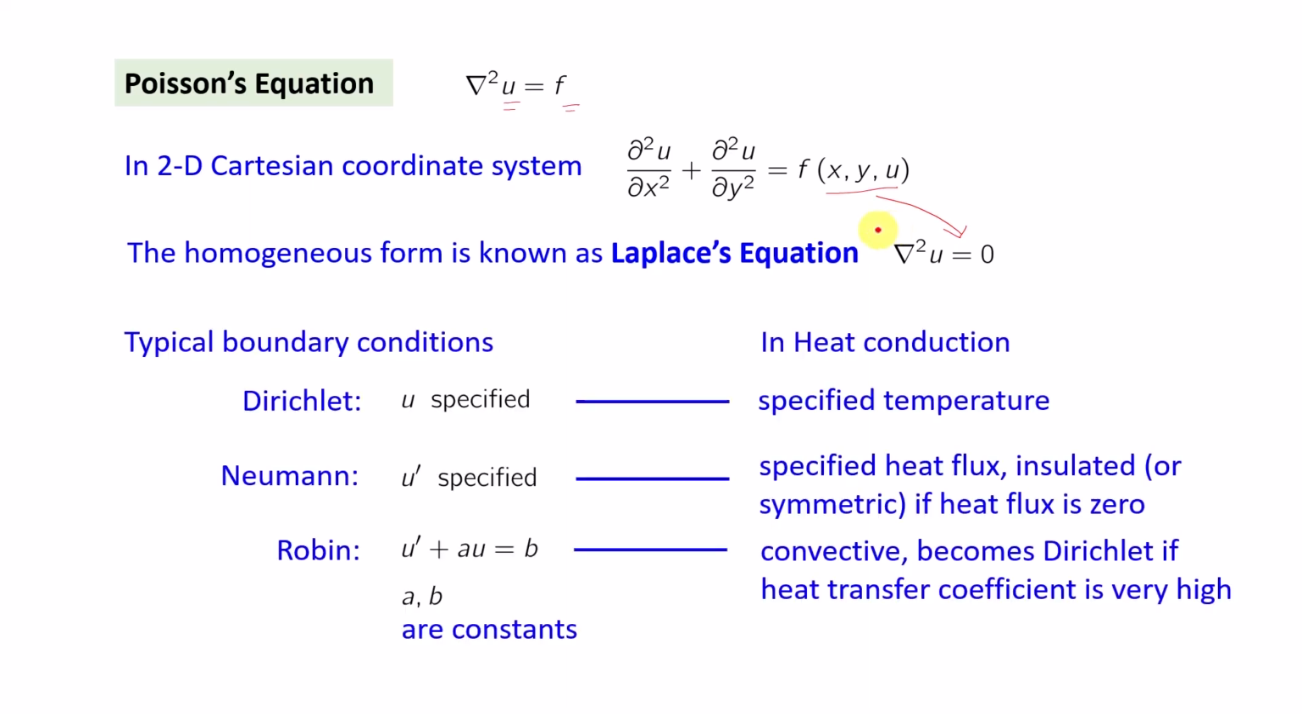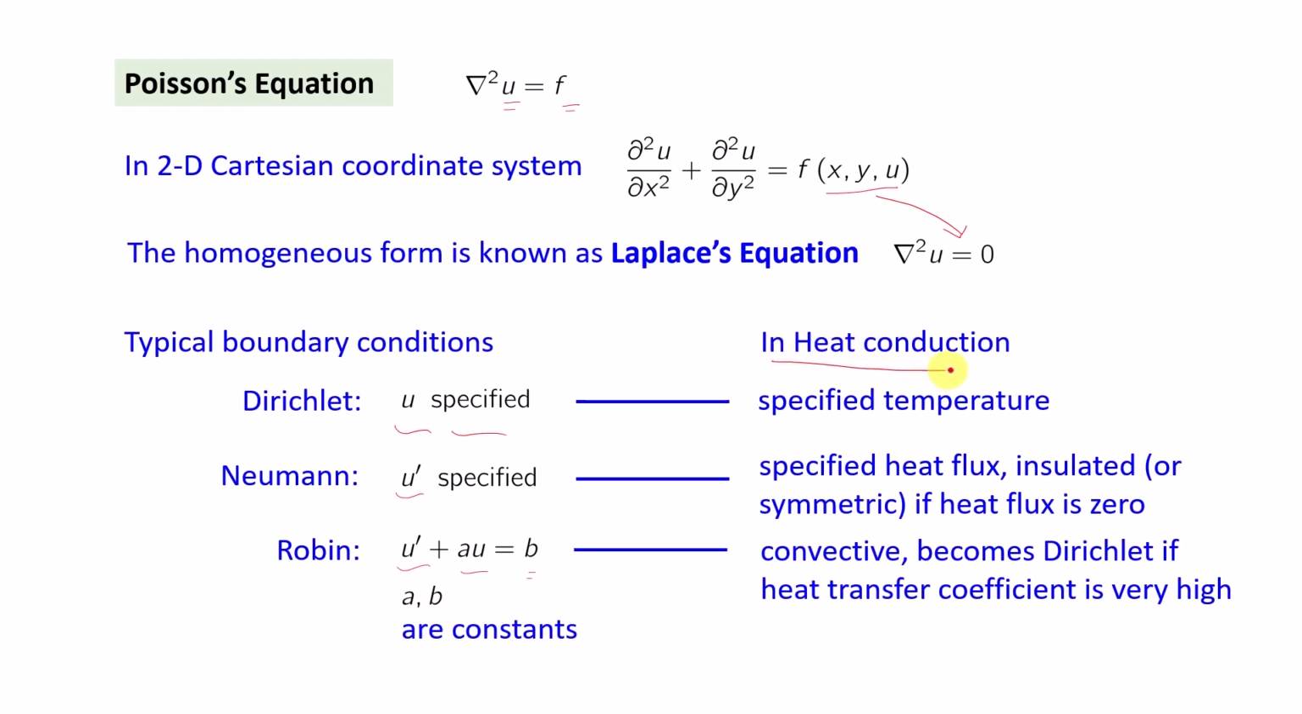Typical boundary conditions, as we discussed in the last lecture, are of three types. One is Dirichlet, where u is specified. The second one is Neumann, where u prime, or the derivative of u, is specified. And the third one is Robin, where u prime plus a u equals b, with a and b being constants.